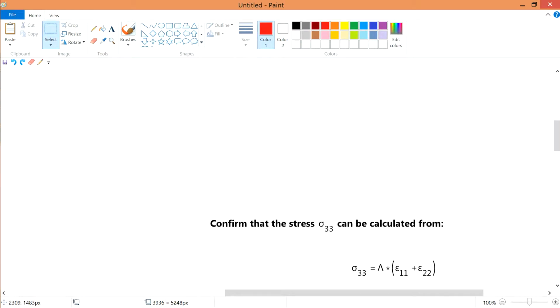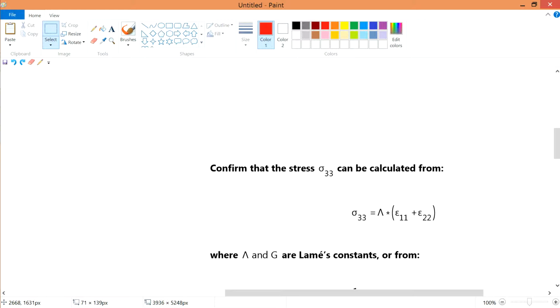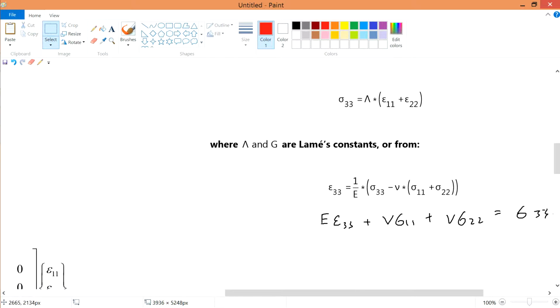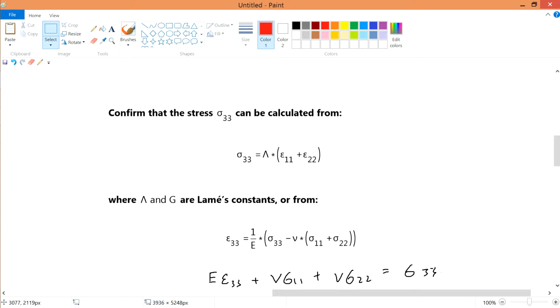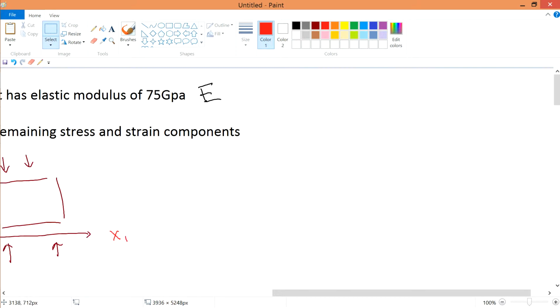They ask us to calculate the stress sigma 33 with a certain formula given to you. You can also calculate alternatively using this formula, by shifting sigma 33 to be in terms of the other quantities. Just simply shift everything and then it becomes this. This is just pure shifting. So now, how do we actually start things?